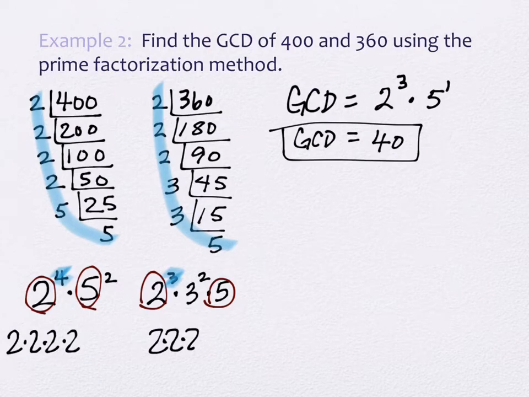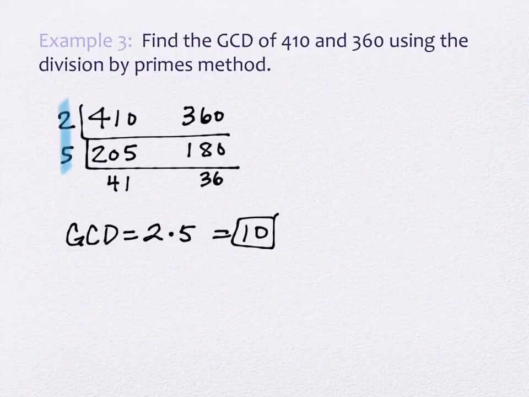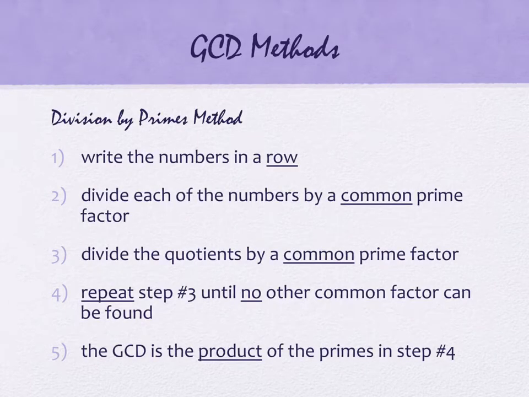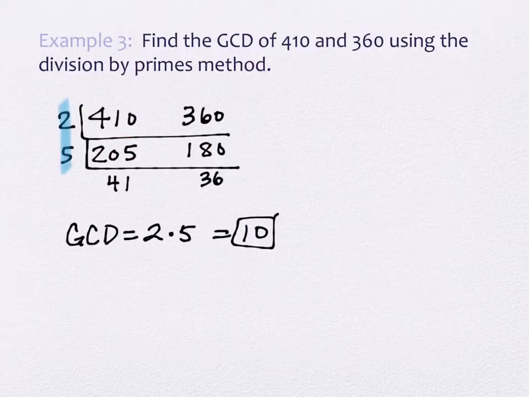Yes, Emily? So could you have done it like 410 and then 360, instead of dividing by 2? Okay, but remember, what is the method called? Oh, by primes. Yes, and that's why, because we're going to divide only by primes. The reality is, could you divide by 10 and get the same answer? Yes, you could. It just doesn't fit within the method's description, that's all.